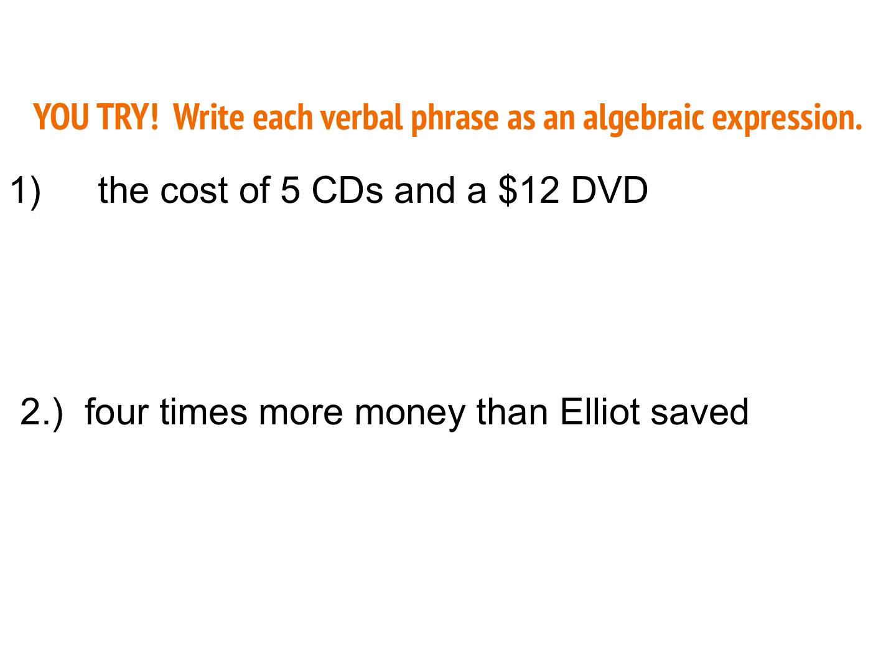All right, here are our last 2 questions. This is the you try. Go ahead and try the cost of 5 CDs and a $12 DVD. And then we have 4 times more money than Elliot saved. Go ahead and try to write them as algebraic expressions. Good luck.